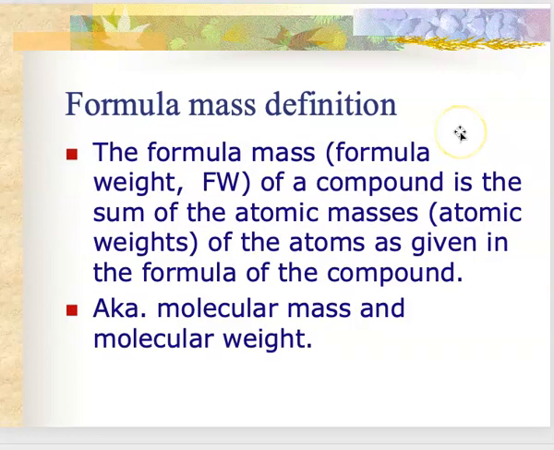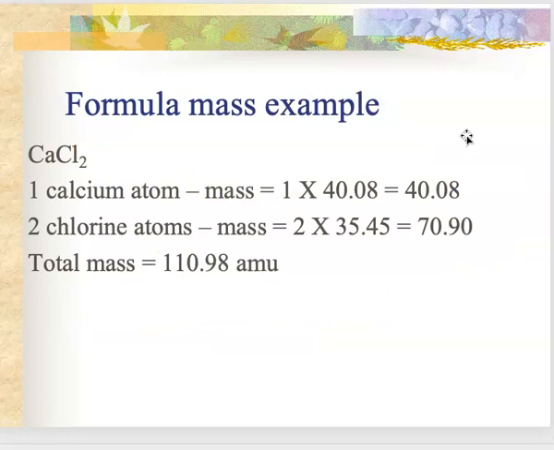So formula mass is essentially the molar mass for a compound. You add up all of the masses of the atoms as they are in the formula of the compound. It is called by a bunch of very similar names, and these names are all interchangeable and get used to mean the same thing. So formula mass is the same as formula weight, which is the same thing as molecular mass and molecular weight. Okay, here's an example of how you do a formula mass.